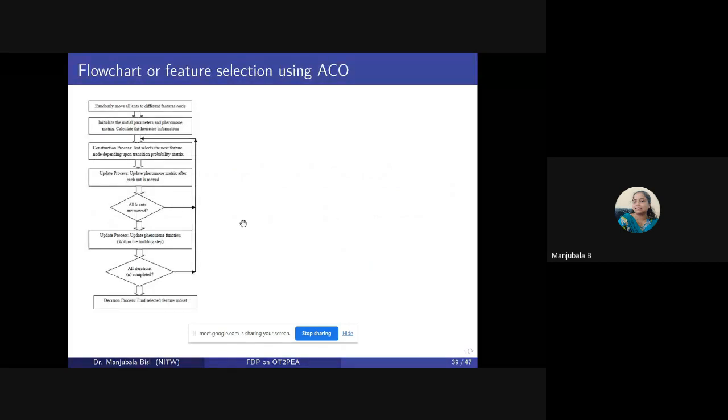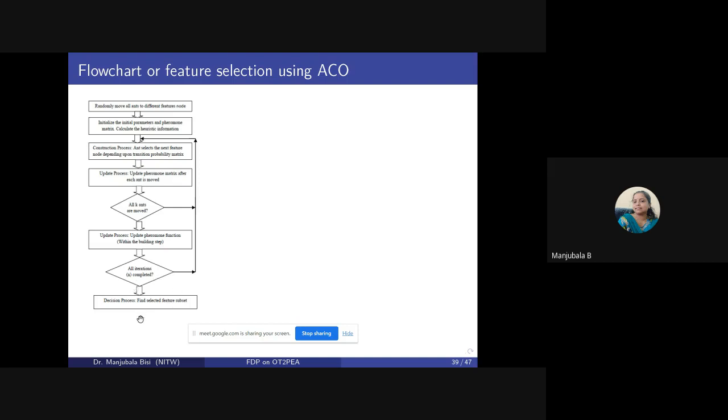This is the same flowchart. You have to randomly move all ants to different feature nodes. You have to initialize the initial parameters and the pheromone matrix. You have to calculate the heuristic information. As with respect to TSP distance, here you can use the information gain. You construct the tour, that means as per the probability function, how the ants will move from one node to another, one feature to another feature, or one group of features to another group of features. Then you update the pheromone strength. Then all the k ants are moved, and you can update the pheromone function here. Your update process means your ants will make the tour here. Now at the end you take the decision whether all the iterations are completed or you are getting some stagnation, that is, there is no movement in the ants. In that scenario, you can stop here.